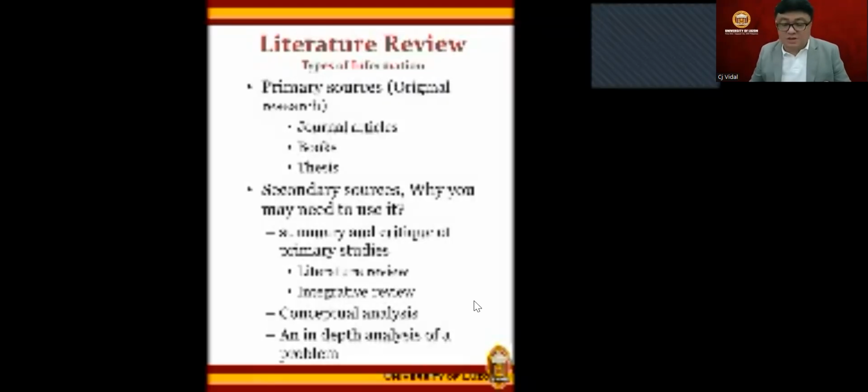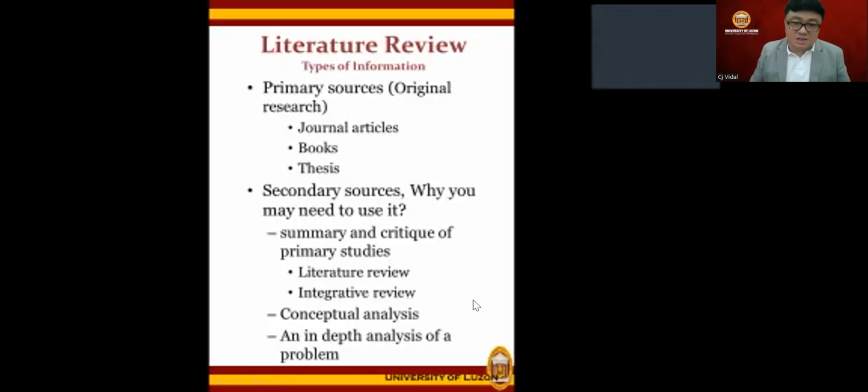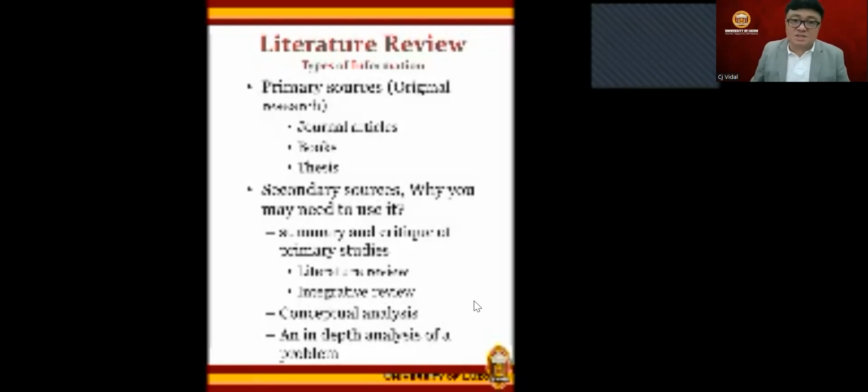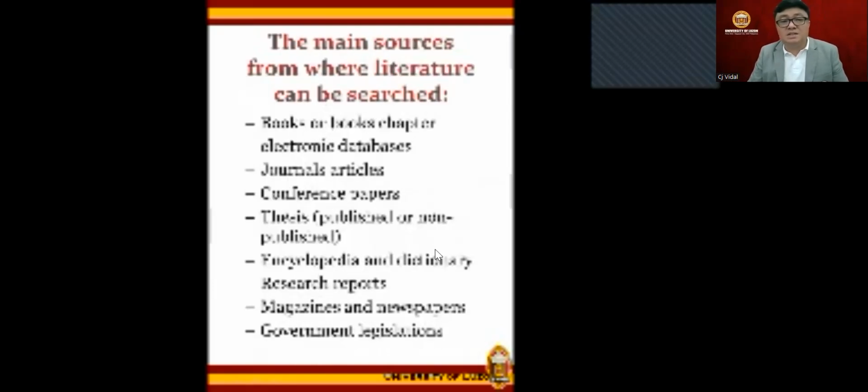So talking about sources, we talk about literature review and its type of information, from primary sources to secondary sources. Primary sources are considered original research, which are featured in journal articles, books, theses, and the like. Meanwhile, you will realize that you will also be needing secondary sources aside from the original works, on the basis of, number one, having a basis for summary and critique of primary studies, meaning literature review and integrative review, and for conceptual as well as in-depth analysis of the problem. So there you need secondary sources.